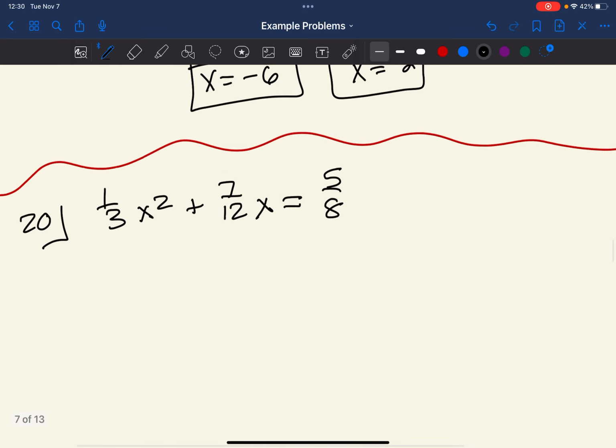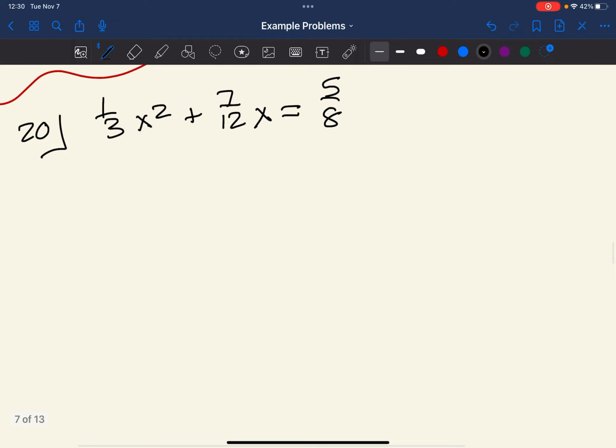Now let's look at the next example problem, number 20. And this time we have fractions. So we have 1/3 x squared plus 7/12 x is equal to 5/8. So the first thing we need to do is we need to have this equation set equal to 0. So I'm going to subtract the 5/8 over. So 1/3 x squared plus 7/12 x minus 5/8 equals 0.